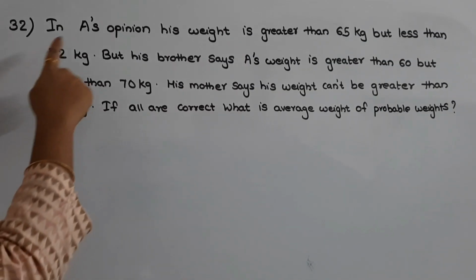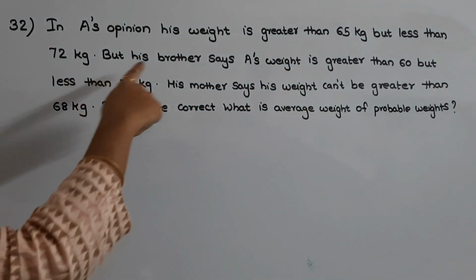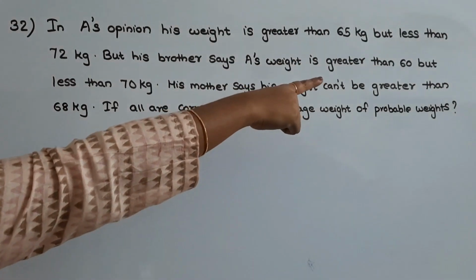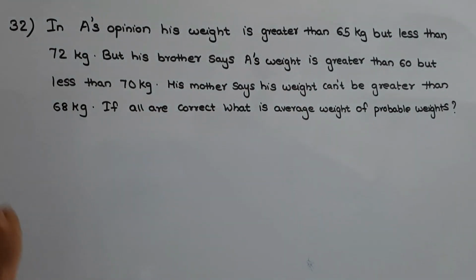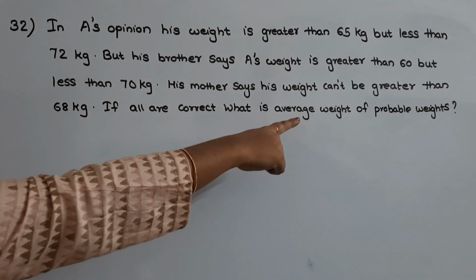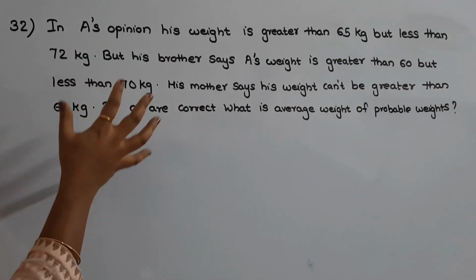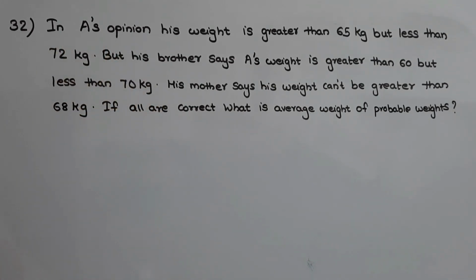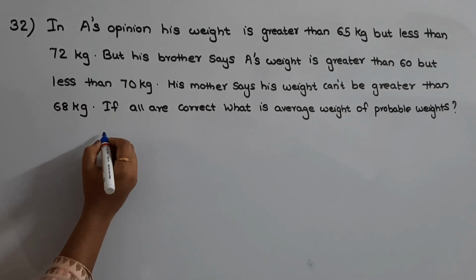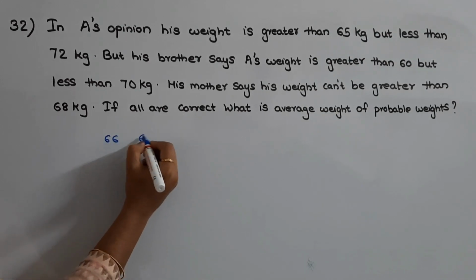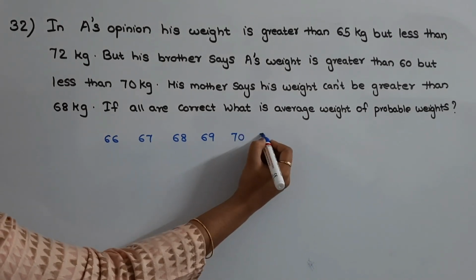The next question is, in A's opinion, his weight is greater than 65 kg but less than 72 kg. But his brother says A's weight is greater than 60 but less than 70 kg. His mother says his weight can't be greater than 68 kg. If all are correct, what is the average weight of probable weights? In this question, they are telling that everybody's opinion is correct. According to A, his weight is greater than 65 but less than 72. So his weights can be 66, 67, 68, 69, 70 or 71.